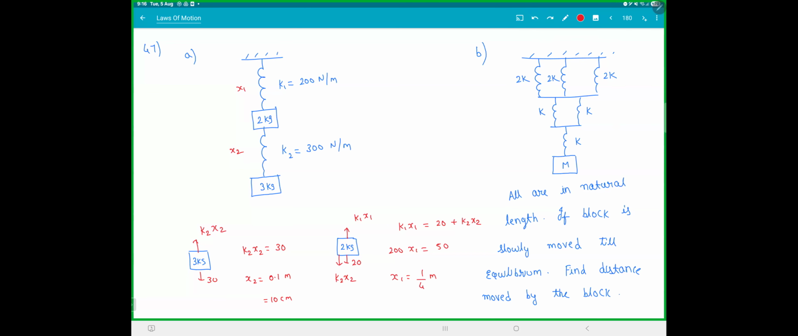We have 3 springs of 2K, 2K, then 2 springs and 1 spring. All are at natural length. So you took the block and you slowly moved it till equilibrium. What is equilibrium? When the net force is 0. Then how much distance did the block move? Try, you got a minute.